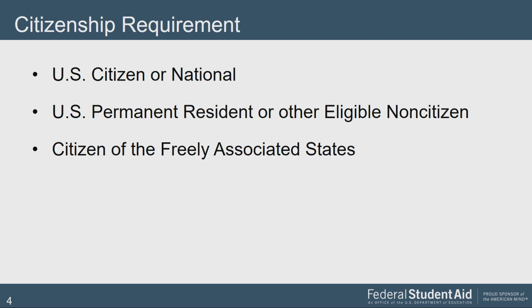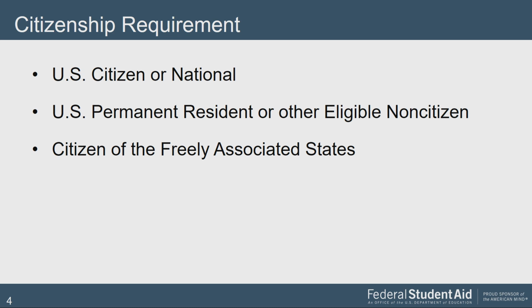First, in order to receive federal student assistance, a student must be either a U.S. citizen or national, a U.S. permanent resident or other eligible non-citizen, or a citizen of the freely associated states.